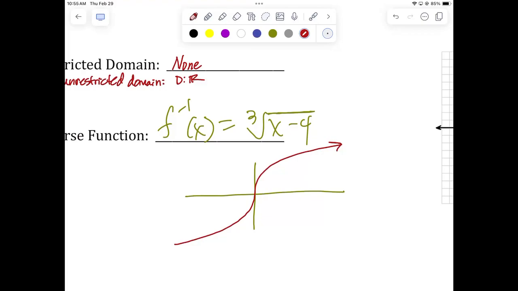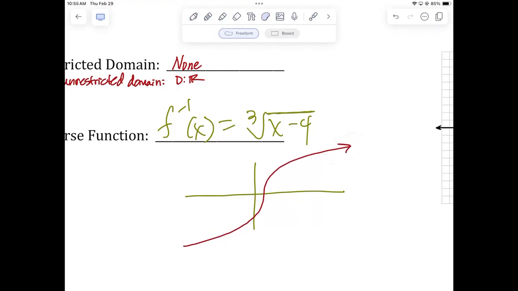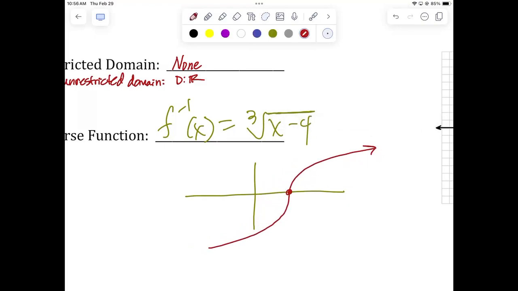Is it up, left, down 4? Down 4? Nope. Down 4 would be if it were outside the radical. Right 4. It's on the inside, so it's the opposite of what it appears. So it'll go 1, 2, 3, 4. And the inflection point now is at 4, 0. And now we can label that as f inverse of x.